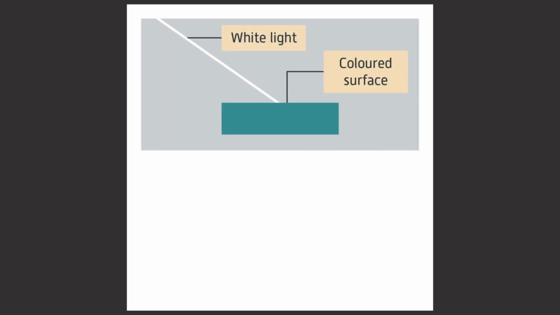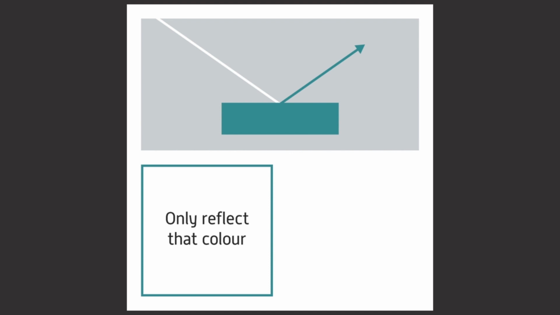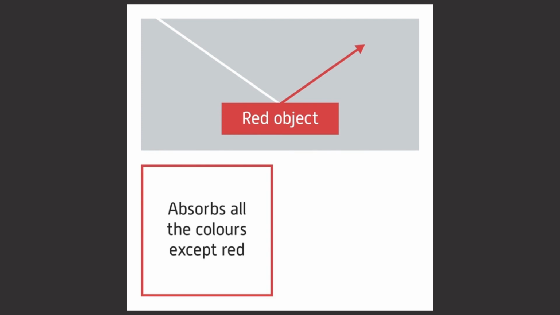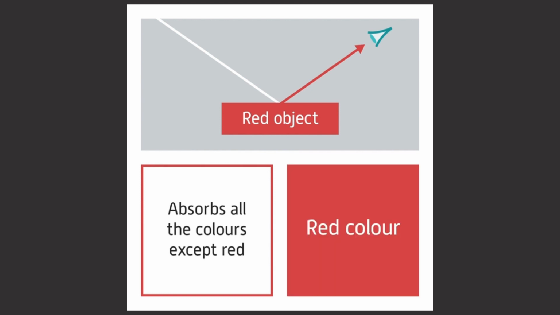When white light shines on an object with a colored surface, the object will only reflect that color. All the rest of the colors will have been absorbed by the surface. For example, a red object absorbs all the colors except red. The red light is reflected into our eyes, which makes it appear to have a red color.